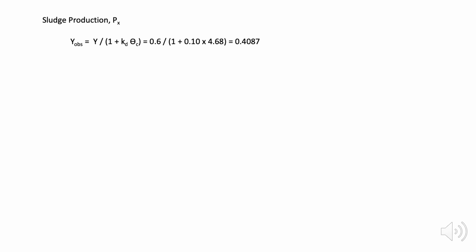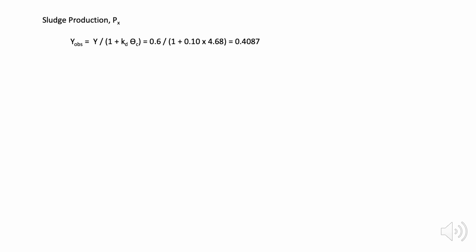So we can account for that using KD and the mean cell residence time of the system to calculate what we call the observed yield, which is the actual yield that we'd measure if we went out to the process and measured it. The observed yield is the true yield divided by 1 plus KD theta C. In our case, the theoretical yield y was 0.6. We'll divide by 1 plus KD, which is 0.1, times our theta C, which we calculated to be 4.86. So the observed yield is 0.4087.